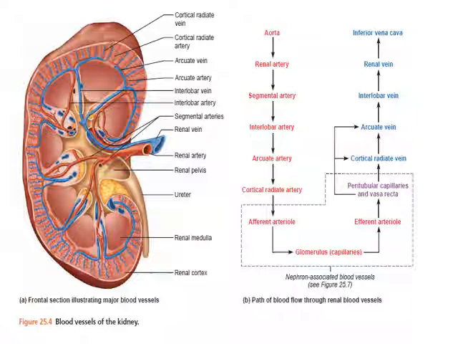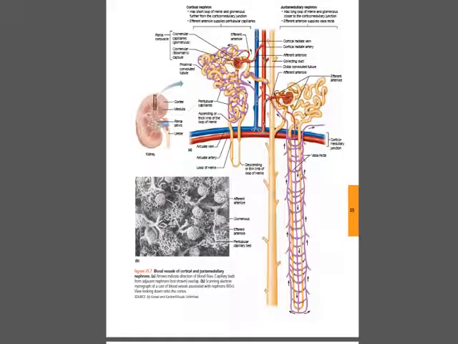And then the reverse for the veins: the cortical radiate veins, arcuate veins, interlobar veins, segmental veins, the renal veins, and the inferior vena cava. What about the story of these? I will show you now, as we show here.